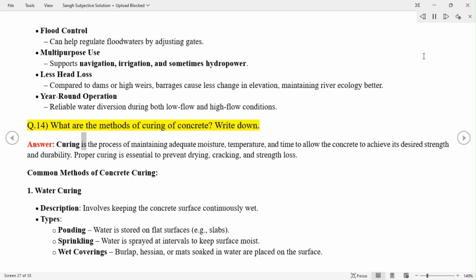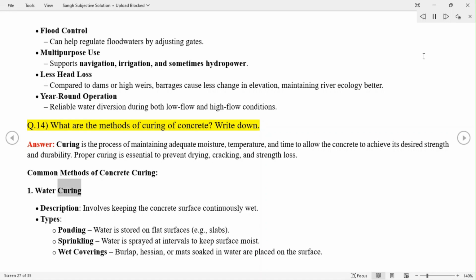Answer: Curing is the process of maintaining adequate moisture, temperature, and time to allow the concrete to achieve its desired strength and durability. Proper curing is essential to prevent drying, cracking, and strength loss. Common methods of concrete curing.